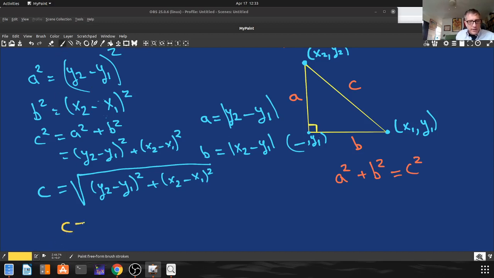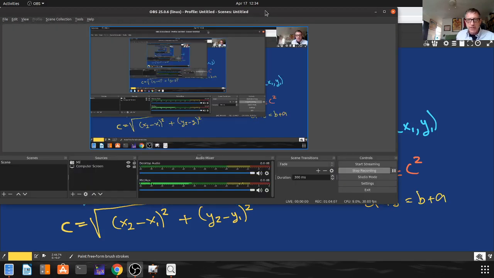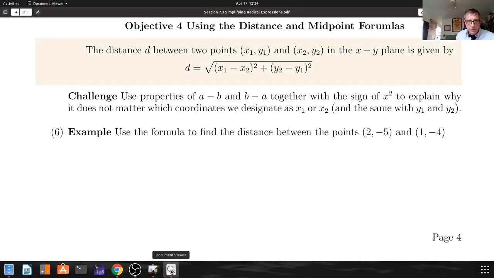C, and the reason I'm telling you this is because it's going to be the formula you see, is the square root of x2 minus x1 squared plus y2 minus y1 squared. Why? Because underneath the radical I'm just adding, and a plus b is the same as b plus a. So I just use the commutative property. So now let's go back to the actual formula.